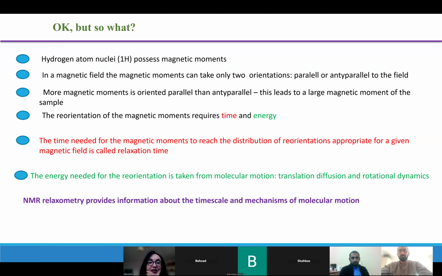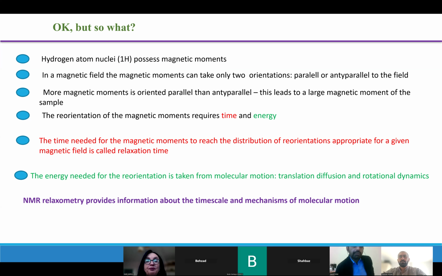It does not matter how many slides we'll go through today. If we go through 5, it is also fine. It's just important that you understand the principles. So we agreed that nuclei of hydrogen atoms possess magnetic moments. Nobody knows why.